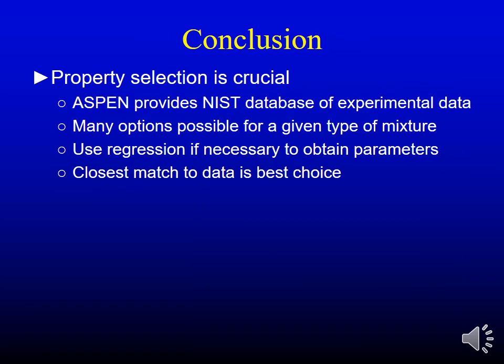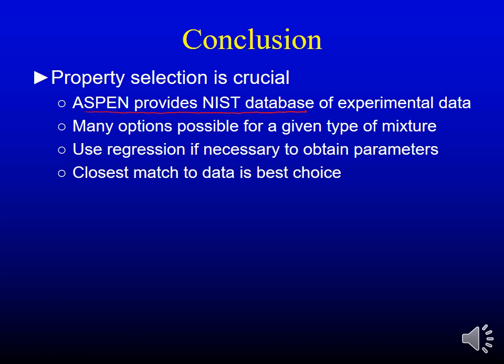So, I hope what you learned from this, obviously property selection is crucial. You want experimental data, and you want to choose a thermodynamic method, meaning the activity coefficient model and possibly a non-ideal vapor model that's going to match your experimental data. So the things that we learned in this video are, first of all, that Aspen provides experimental data through the NIST database. So you should be able to search that and find vapor-liquid equilibrium data for the mixture that you choose. If it's not there, that probably means you have a relatively exotic mixture, and you may have to choose a different property model in order to be able to use it.